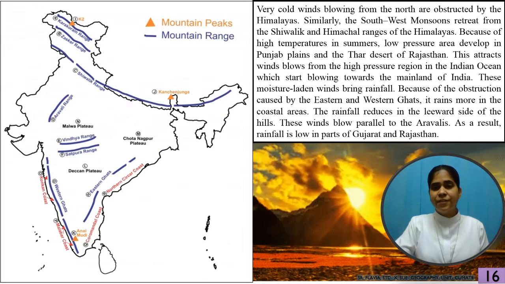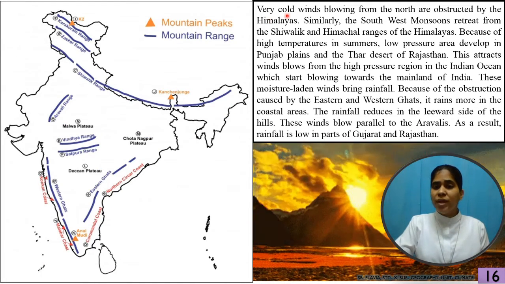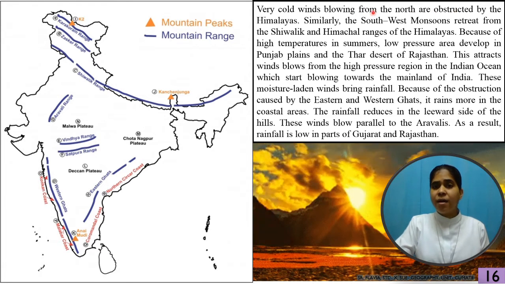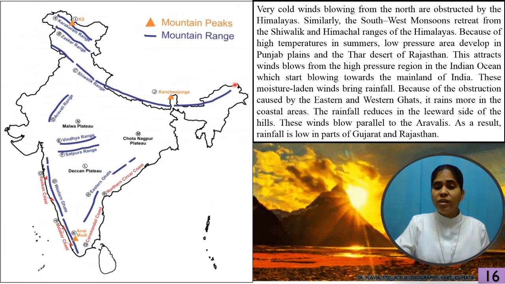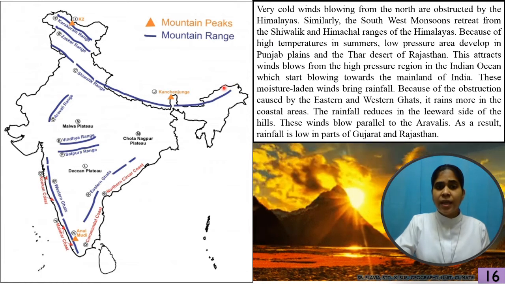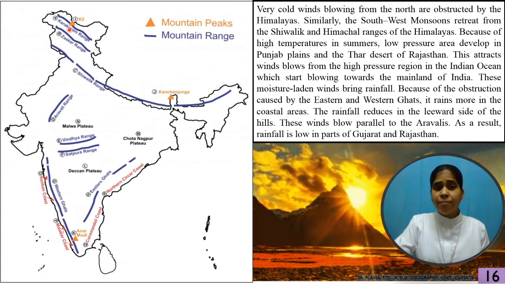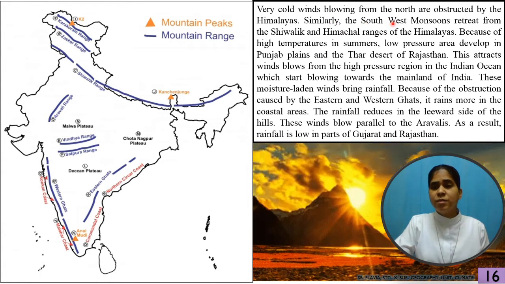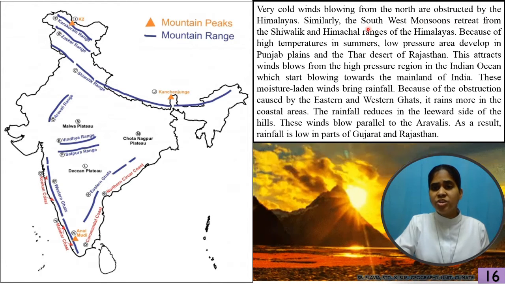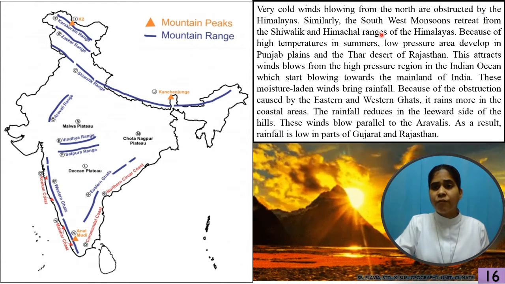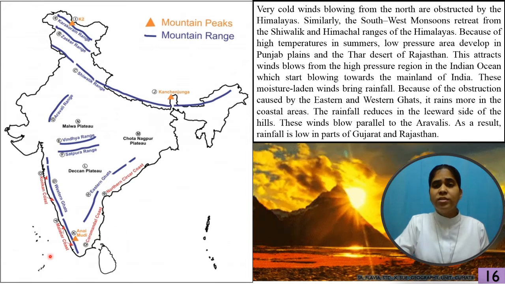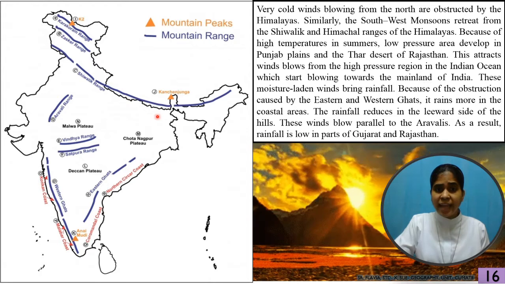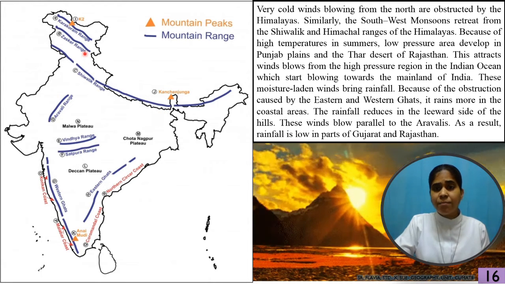Let us proceed further. The very cold winds blowing from the north are obstructed by the Himalayas. So the cold winds blowing from Nepal are obstructed by the Himalayan ranges. Similarly, the southwest monsoons retreat from the Shivalik and Himachal ranges of the Himalayas. So the southwest winds coming from the side and going up over here are also obstructed by the Himalayan ranges.